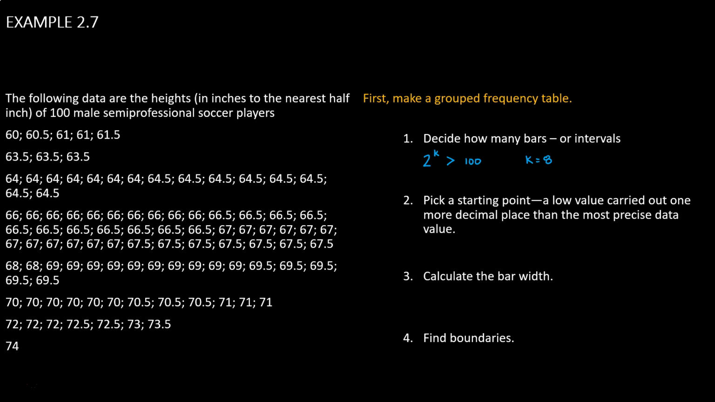To find our starting point, I'm going to pick my minimum value from the data set, and I will subtract 0.05. The standard is to always use a half place value, so if we were at hundredths place in our data set, I would subtract 0.005, a half in the thousandths place value. But since our data set is precise to the tenths place, we'll subtract a half in the hundredths place. So 60 minus 0.05 will give us our starting point at 59.95.